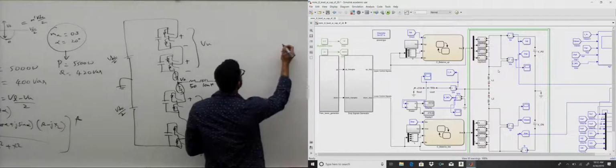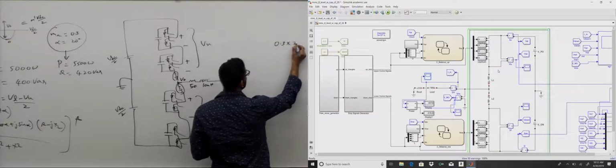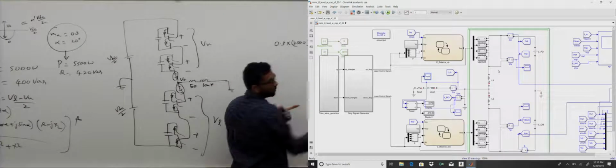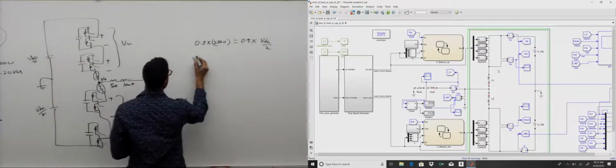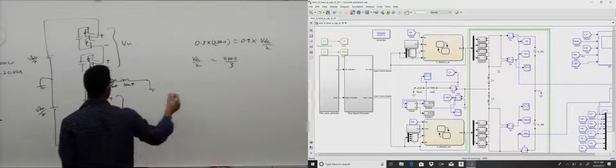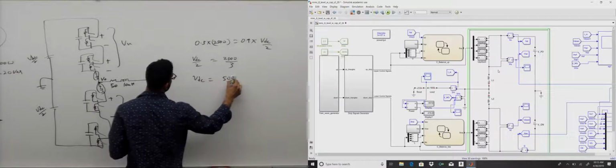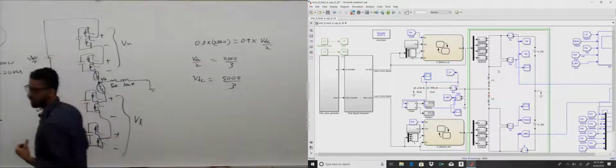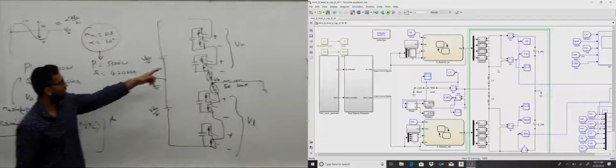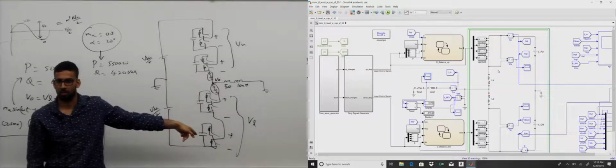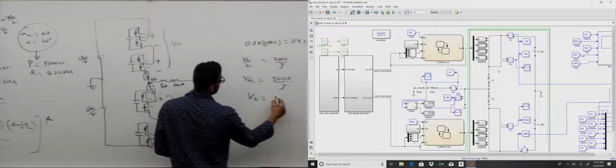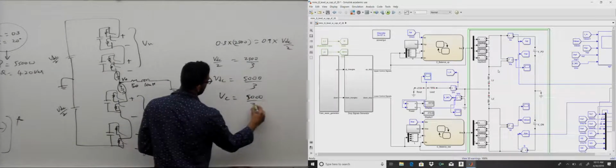0.3 times 2500 should be equal to 0.9 times VDC over 2. This is our new VDC over 2. So VDC over 2 should be 2500 by 3, and then VDC will be 5000 by 3. So the DC bus goes to 1/3. If the DC bus goes 1/3, you also have to redesign the capacitor voltage ratings, so they all go 1/3. So VC will be 5000 by 3 by 4.